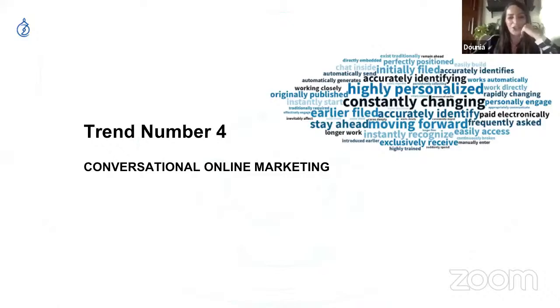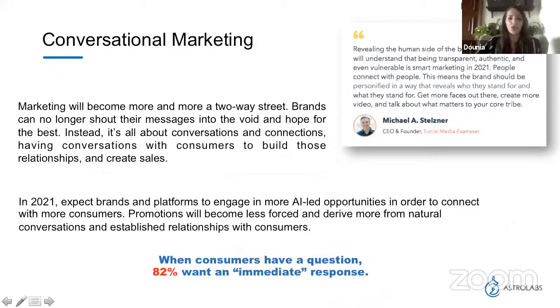So I'm just going to share my screen again to discuss our next topic, which is a whole different topic, all around conversational online marketing. So what I mean by this is marketing today, I still feel, is a one-way street, and it will become, because it has to become, more of a two-way street. It has to reveal more of the human side of the brand, and brands will have to become more transparent, more authentic, because there's a need for that, because psychologically consumers have changed their perception of things. So in 2021, expect brands and platforms to engage, like I said, not only more in AI-led opportunities, but also find a better connection with consumers.